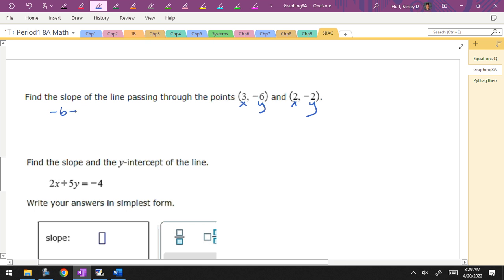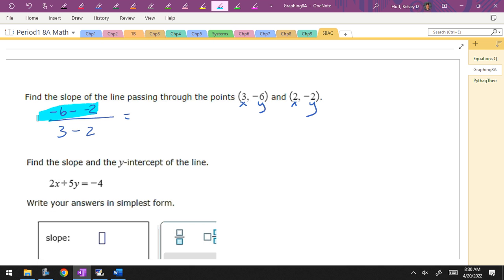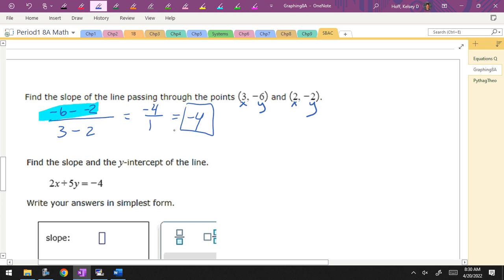Negative 6 minus negative 2 divided by 3 minus 2. Now, here's the thing, guys. Go to your calculator. Type this in exactly like this. Negative 6 minus negative 2. Negative 4. 3 minus 2. 1. Negative 4 divided by 1? Negative 4. Anything divided by 1 is the original number.